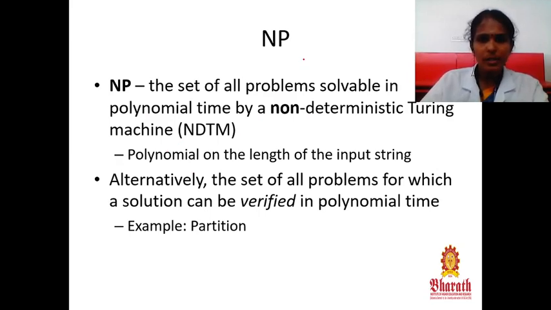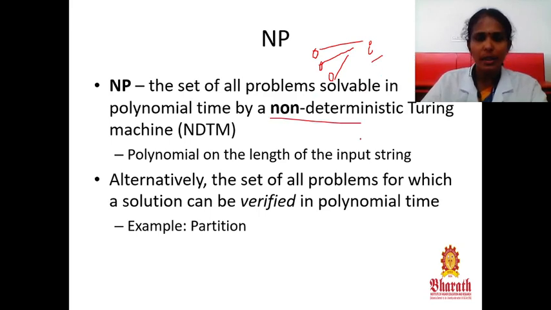Okay, so what is the difference? A set of problems having polynomial time on a non-deterministic machine. Non-deterministic means I am getting different outputs for the same input. If you are getting the same output for the same input, I can say it is deterministic. If you are getting a different output for the same input, we can say it is non-deterministic. That is the difference between P and NP. The polynomial is on the length of the input. Here we are having k power n, that is exponential.